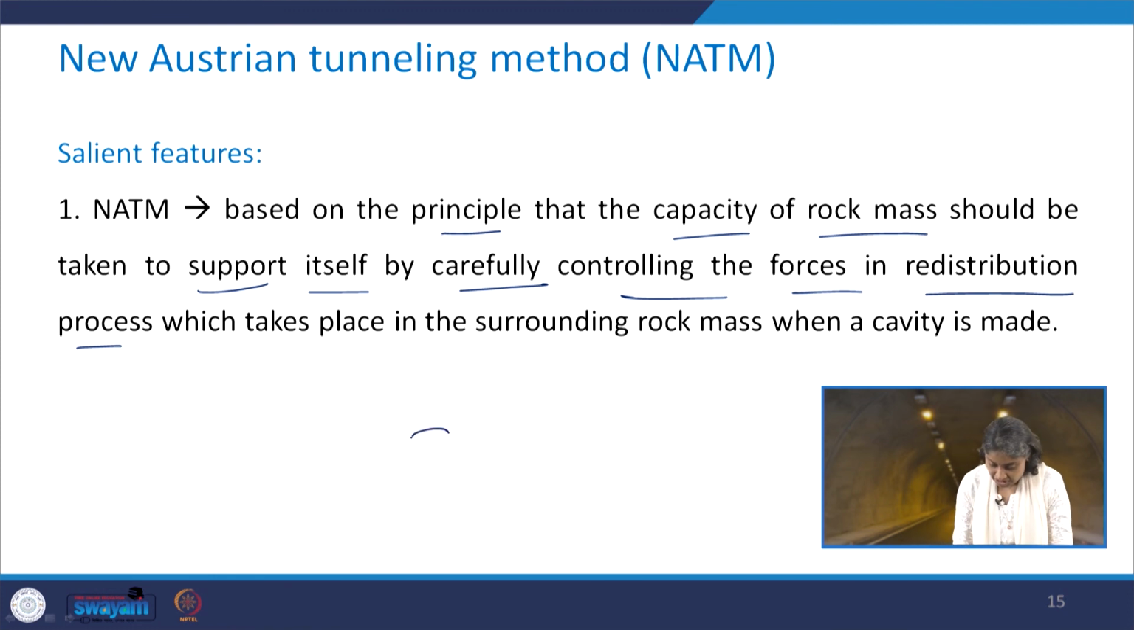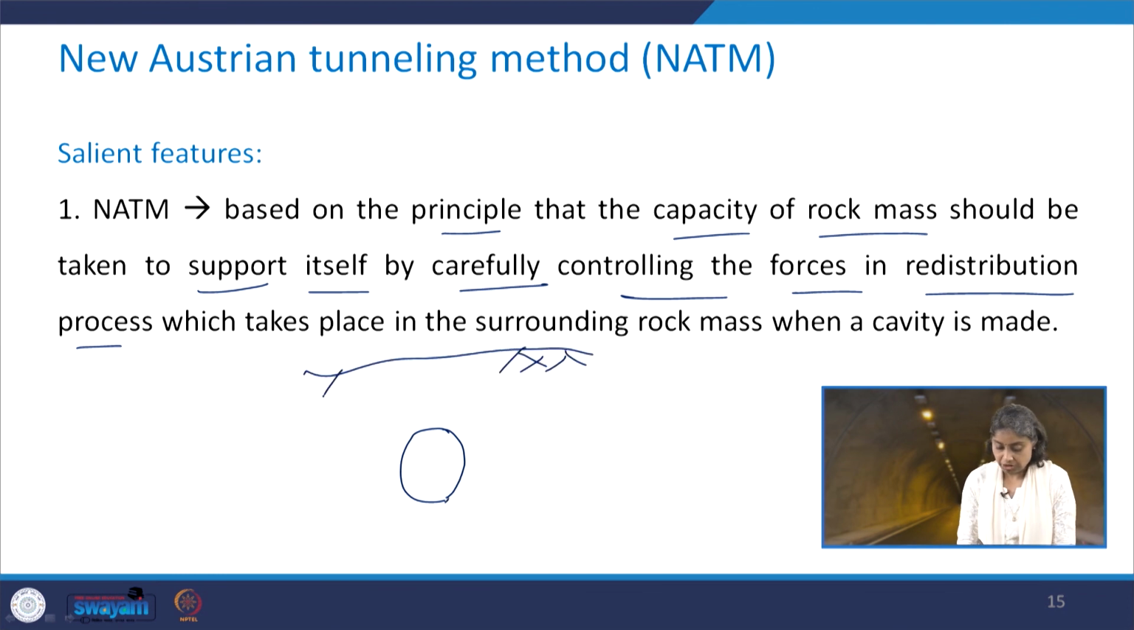Now, take a look here. Let us say this is the excavation which is made, and this is your, say, the ground surface, and the excavation is made. Now, what will happen? Immediately after the excavation is made, this boundary will be the stress-free boundary. And in the surrounding rock mass, you will have a loosened zone.